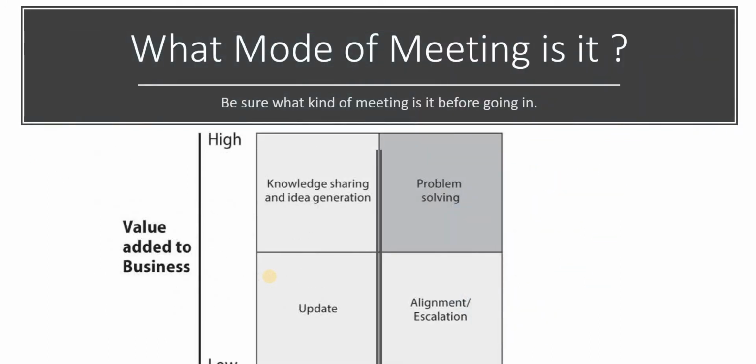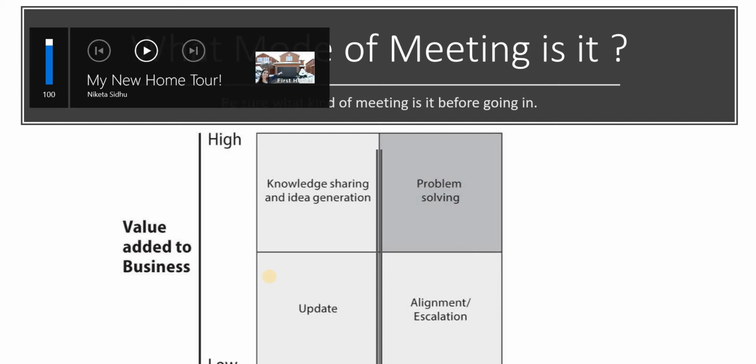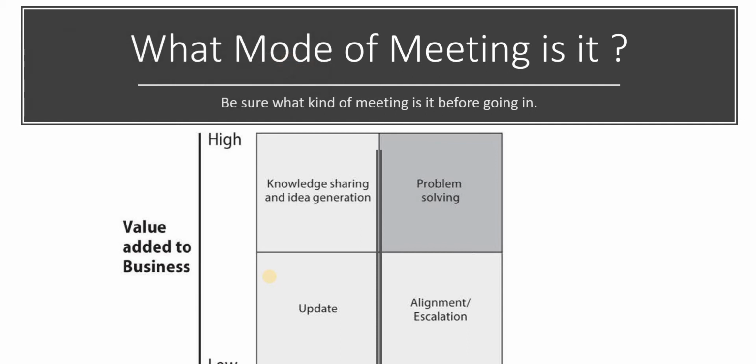I'm sure that there have been many times when you have been called to a meeting without knowing what exactly the meeting is for, what the purpose of the meeting is, or what the expected outcome is. So basically, before going to any meeting, be sure what kind of a meeting it is. Typically, there are 4 different types of meetings.